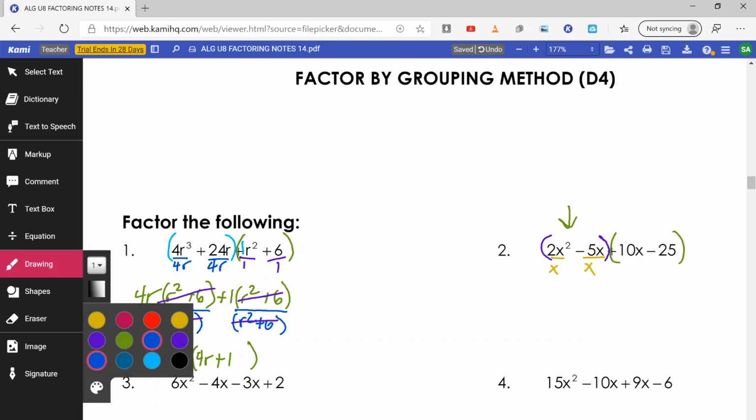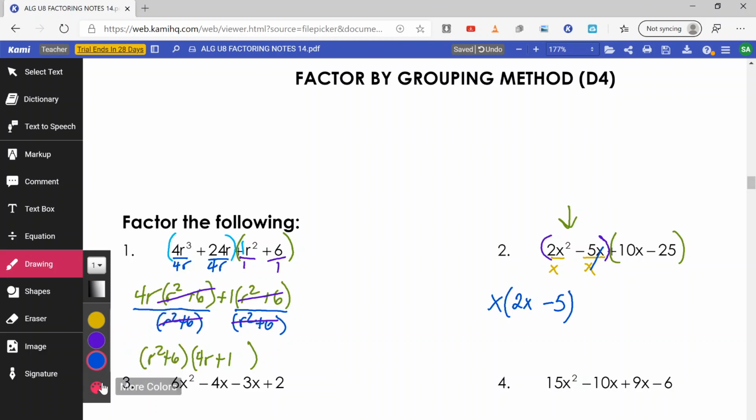Once I do that, x comes off to the side. Whatever I have left will go in parentheses. So 2x squared divided by 1x. Well, 2 divided by 1 is just 2. x squared divided by x leaves me with x. And then we are subtracting. 5 divided by 1 gives me 5. And then x divided by x will cancel out. And then 10x minus 25. This is what we're going to focus on now.